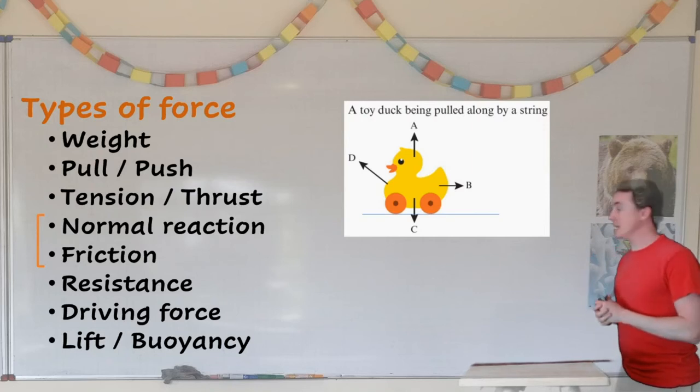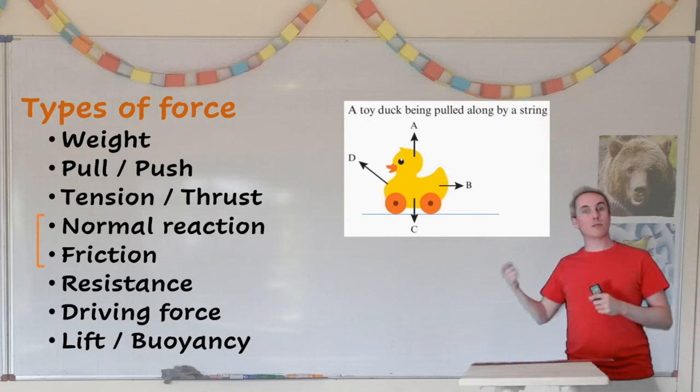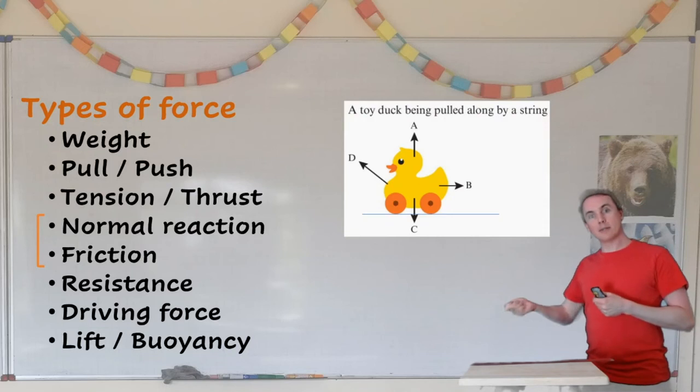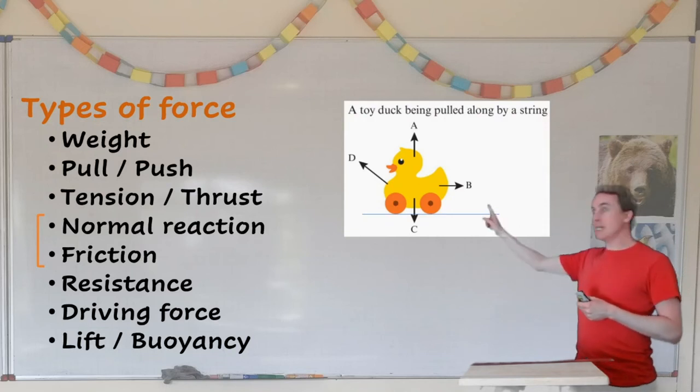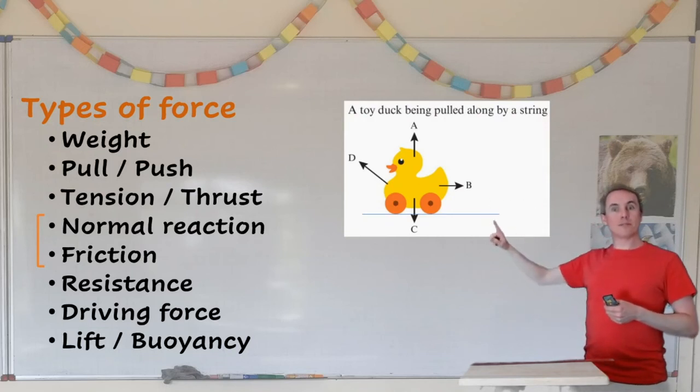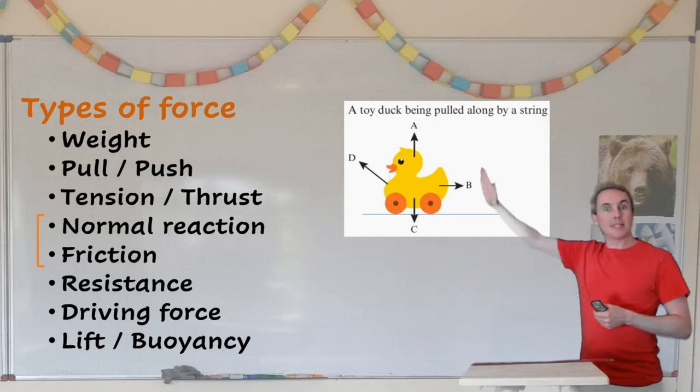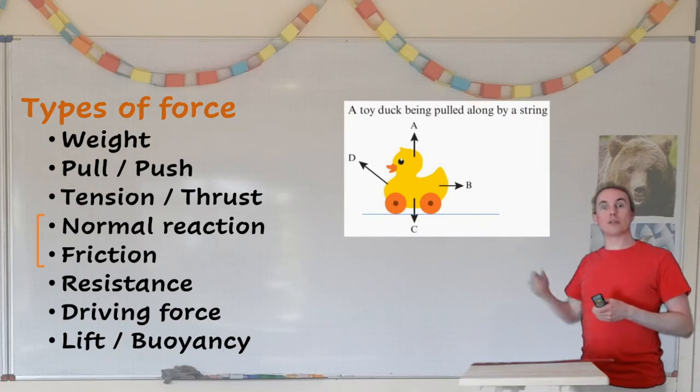And finally for D, we need to refer back to the story. This duck's being pulled along by a string, so there'll be tension in that string. So D is a tension force caused by the string acting on the duck, and it's in that direction, the direction of the string.